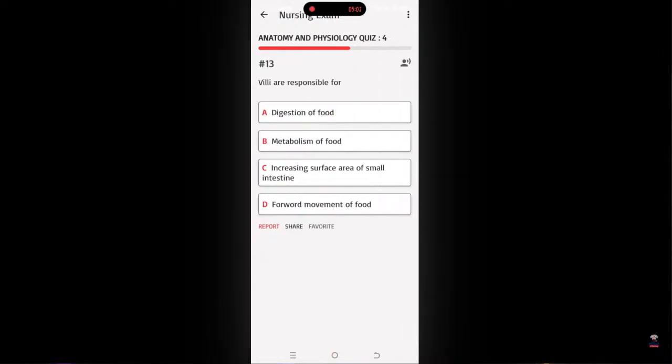Villi are responsible for A. Digestion of food, B. Metabolism of food, C. Increasing surface area of small intestine, D. Forward movement of food. Correct answer.